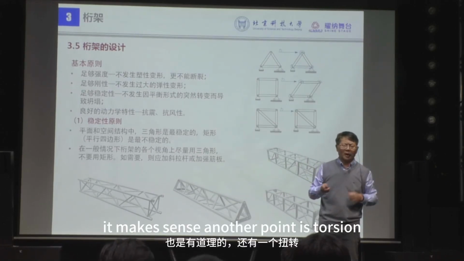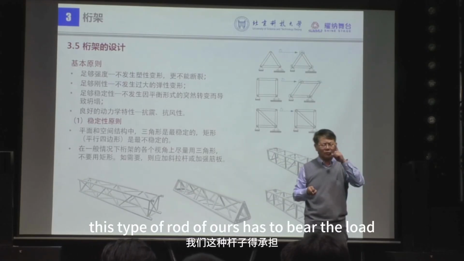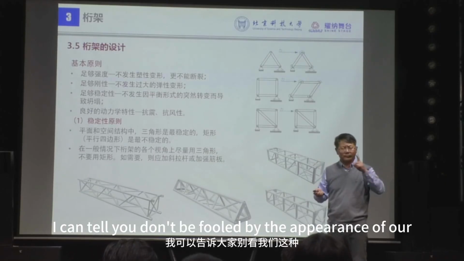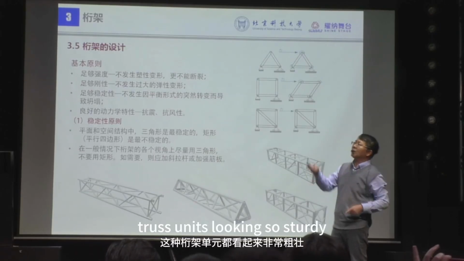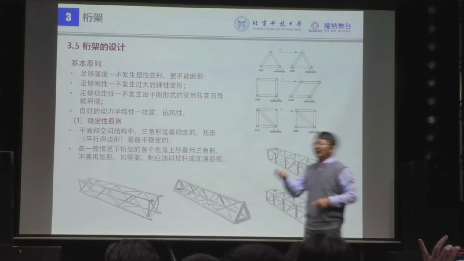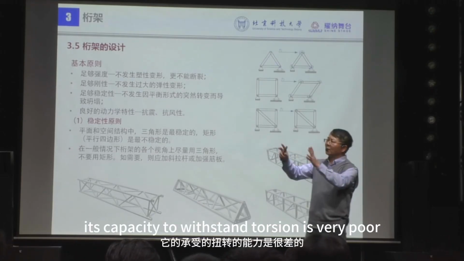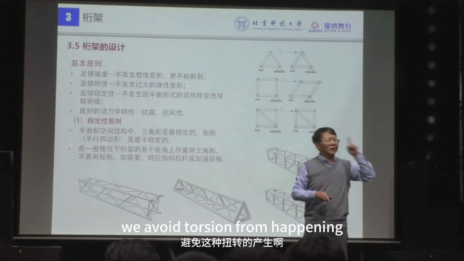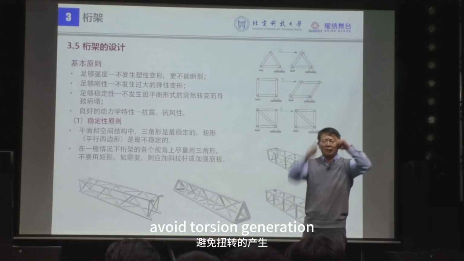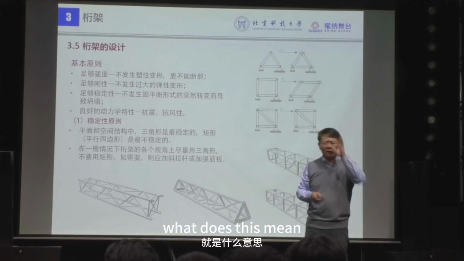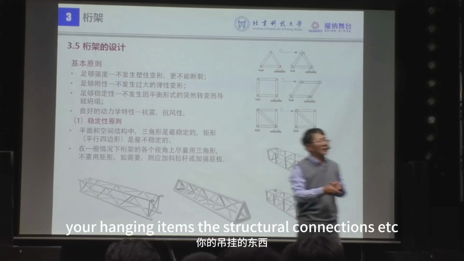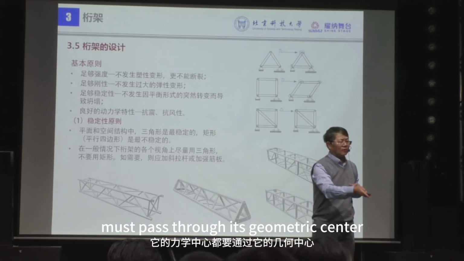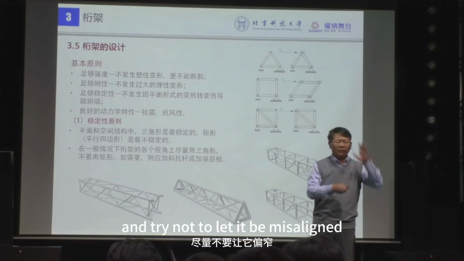Another point is torsion. For torsion, this type of rod of ours has to bear the load. I can tell you, don't be fooled by the appearance of our truss units looking so sturdy. Its capacity to withstand torsion is very poor. We generally avoid generating such torsion. What does this mean? Your hanging items, the structural connections, etc., its center of mass must pass through its geometric center and try not to let it be misaligned.